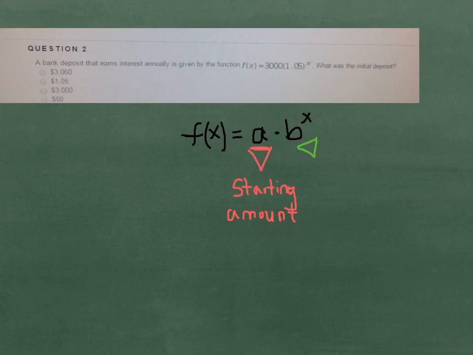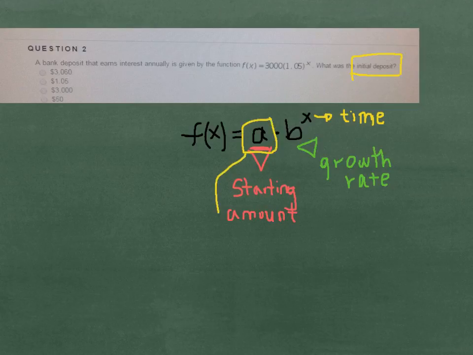It's your growth rate. And your x in problems like this is usually your time, so how many years have passed by, etc. Just by knowing this, you really don't have to do any math. You just have to recognize that they want the initial deposit. That means how much did you start off with? What was your starting amount of money? And that's the number in front. That's the starting amount. So if you look at the equation, that's the 3,000 right here in front. That's the initial amount. So the correct answer would be the third one.